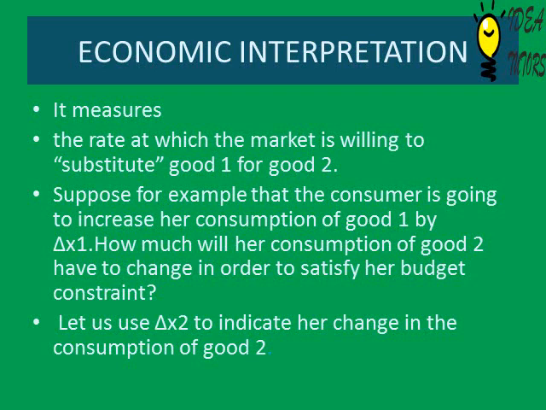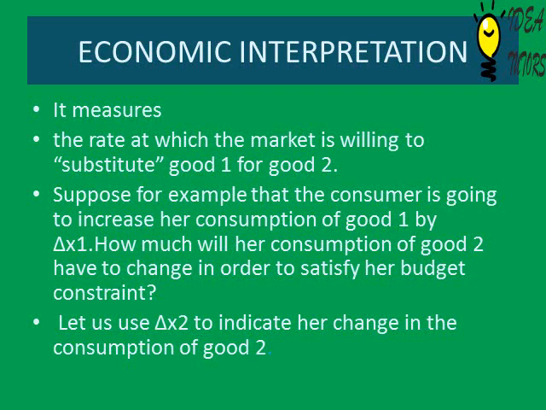The economic interpretation of the slope of the budget line is that it measures the rate at which the market is willing to substitute good 1 for good 2. As we all know, to consume some extra units of good 1, the consumer has to give up good 2, or to consume some extra units of good 2, she has to give up good 1. So it is the rate at which the market is substituting these two goods.